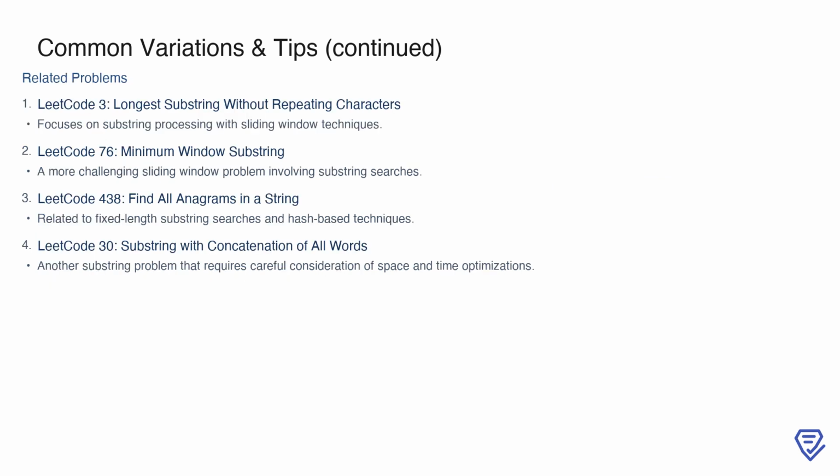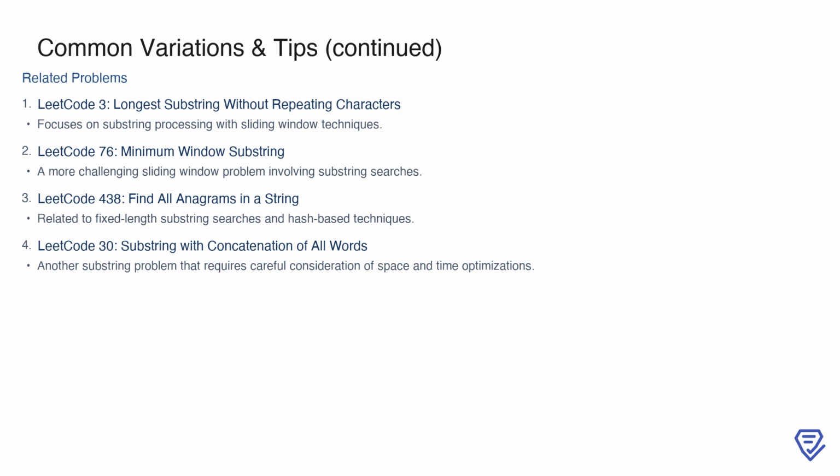This problem also connects to a number of related challenges, which can help deepen your understanding of substring processing. For instance, LeetCode 3, longest substring without repeating characters, is a classic example that emphasizes sliding window techniques. LeetCode 76, minimum window substring, is a more advanced variation that requires careful handling of substring searches.